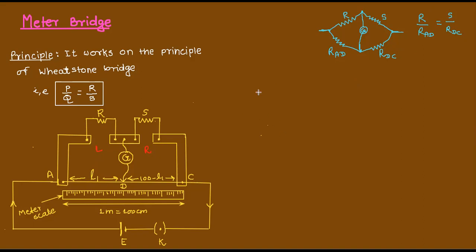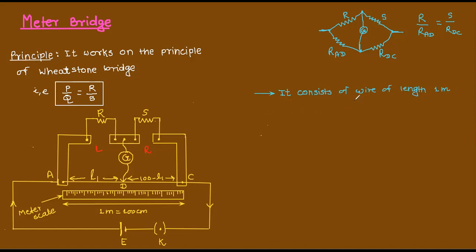Okay, so let's start now. Some theory points. First one, it consists of a wire AC of length 1 meter. Isn't it right?